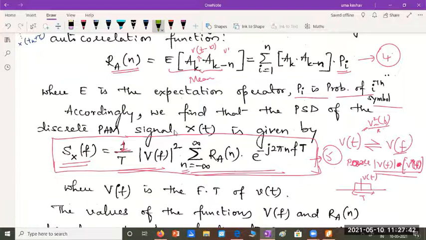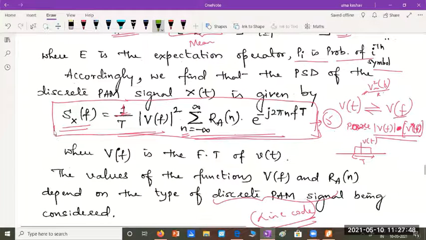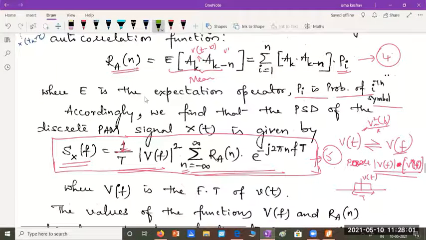We'll find that out. And after knowing the autocorrelation function, how do I find its power spectral density? You'll find the power spectral density of the ACR function by taking its Fourier transform. So the Fourier transform of R_a(n) will be the summation from n equal to minus infinity to plus infinity of R_a(n) times e to the power of minus j 2 pi n f T.